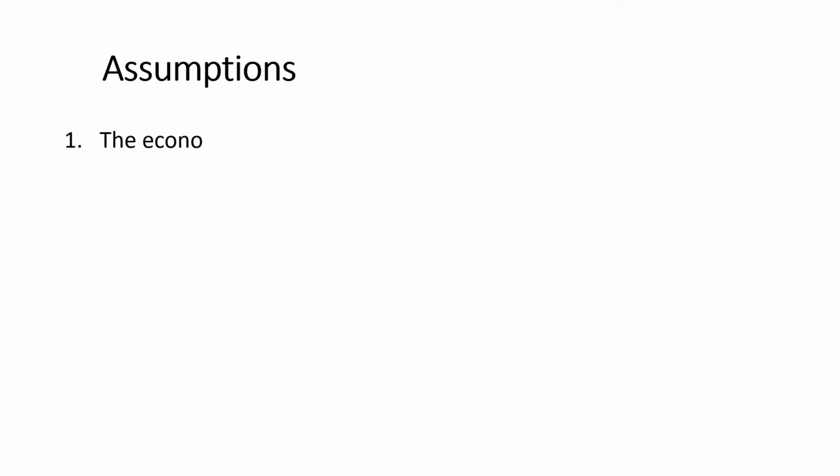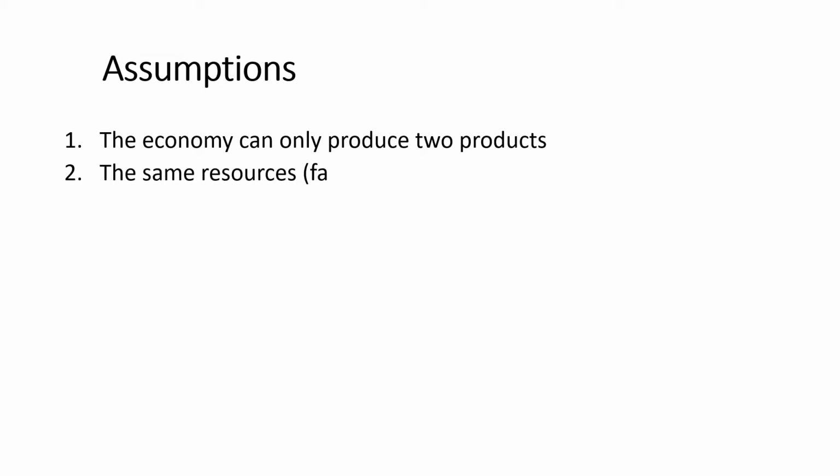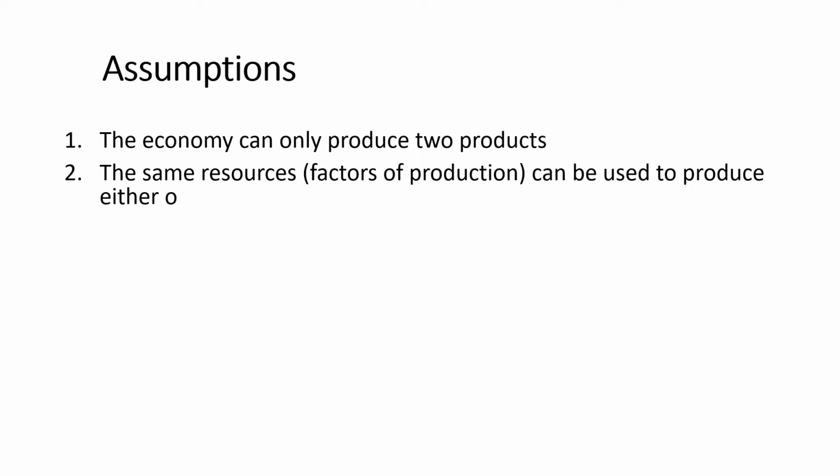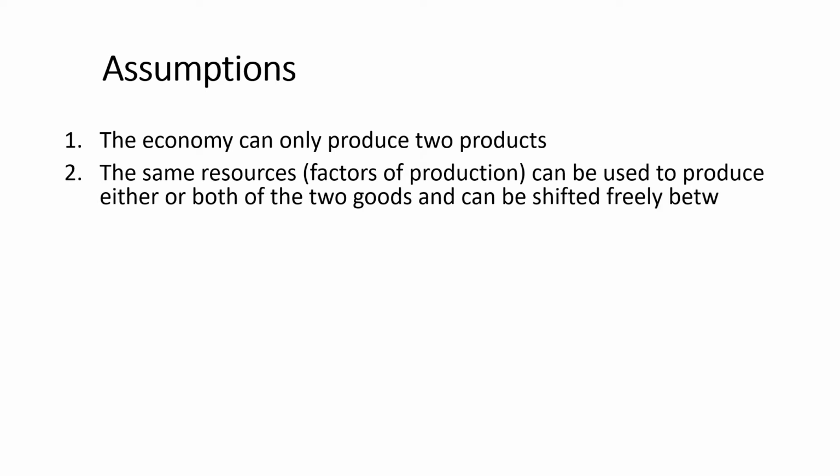So let's look at the assumptions of the production possibility frontier model. The first is that the economy can only produce two products. The second is that the same resources, what we call factors of production, can be used to produce either or both of the two goods and can be shifted freely between them.